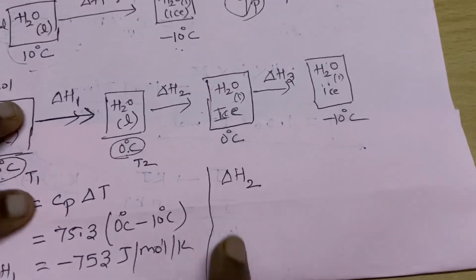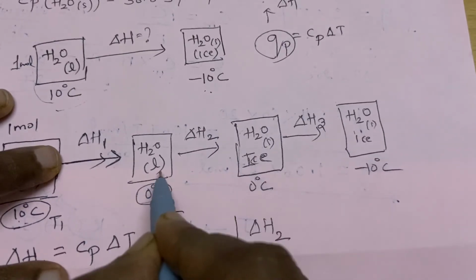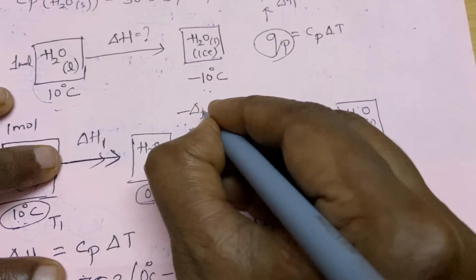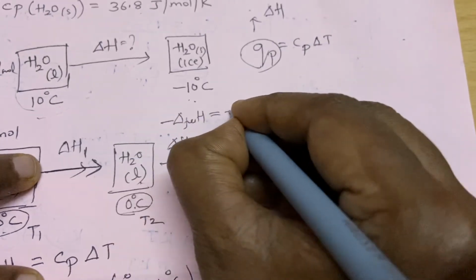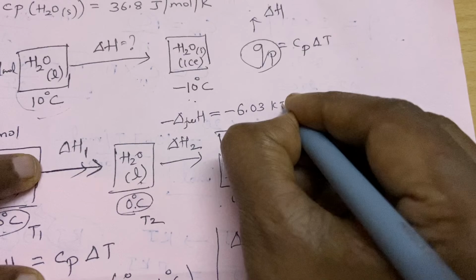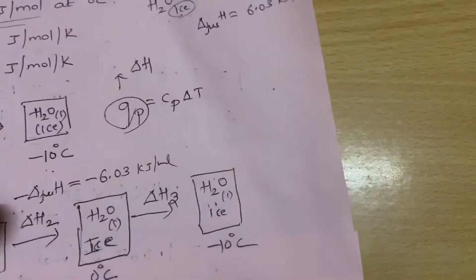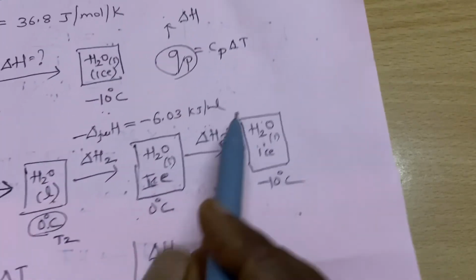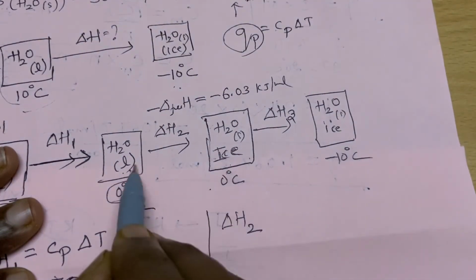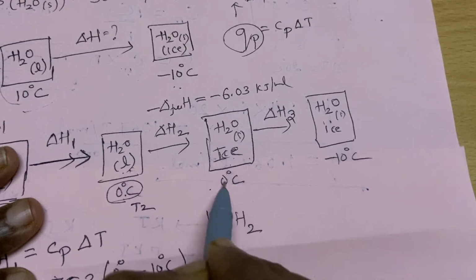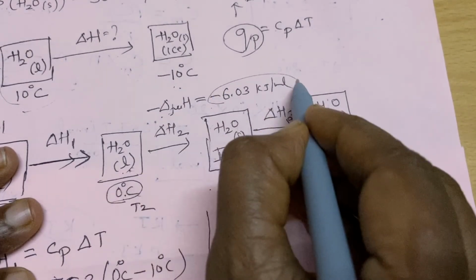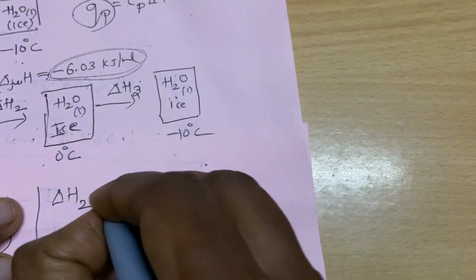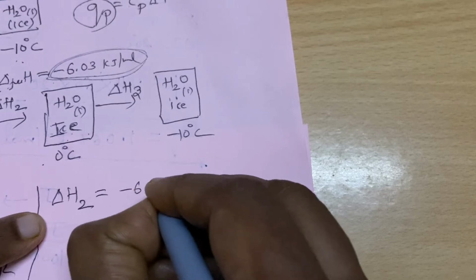So what happens here? See, the reverse is going to happen: liquid to ice at 0 degrees Celsius. So it is the reverse of enthalpy of fusion, isn't it? So the value here is minus 6.03 kilojoules per mole. You understand, students? Ice to liquid is enthalpy of fusion, its value is given here. Liquid to ice at 0 degrees Celsius is the reverse, so I'm reversing the value. It is a thermodynamic property, isn't it? So your del H2 is nothing but minus 6.03.